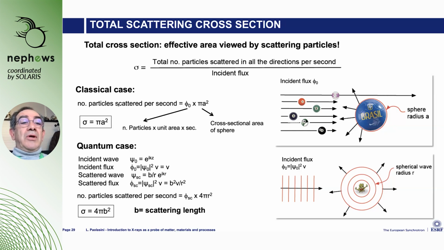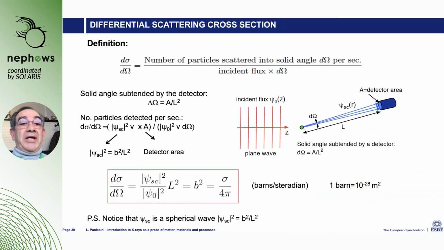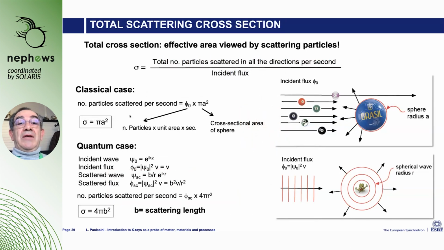And so if we apply this expression, we can see that the total scattering cross-section in this case is just given by the number of particles per unit area per second, which multiplies the cross-sectional area, equal to the surface of this ball, and we obtain sigma equal to pi a squared, where a is the radius of the ball. But in the quantum case, we need to apply the previous operative definition, and we obtain that the total cross-section is equal to 4 pi b squared.